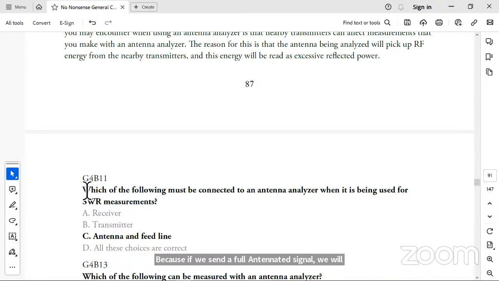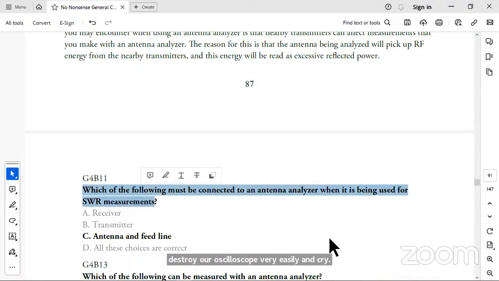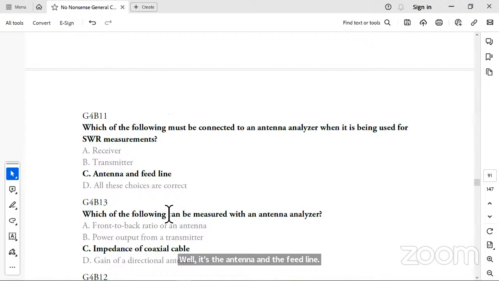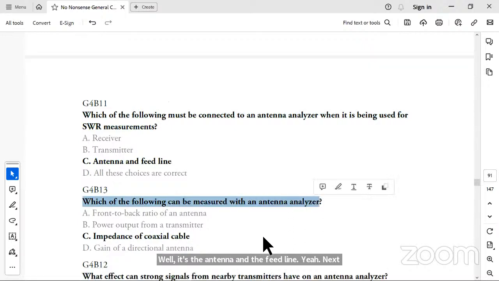Okay, which of the following must be connected to an antenna analyzer when it is being used for SWR measurements? Let's dissect this question. What test equipment are we using? We are using an antenna analyzer. And what parameter are we measuring with that antenna analyzer? It's standing wave ratio, SWR. So what must you connect to the antenna analyzer to measure SWR? Well, it's the antenna and the feed line.